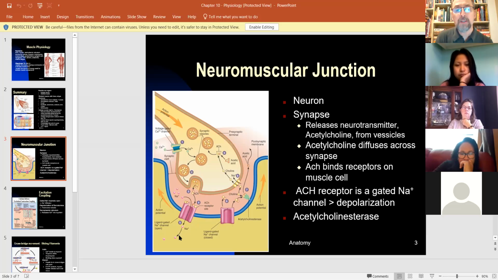Since sodium carries a charge, that causes the cell to change its charge, and this action potential spreads across the surface of the cell. Okay, as long as acetylcholine is active, these things will be open. There is an enzyme that gets rid of acetylcholine, so our muscle cells aren't overstimulated. So this is the first step, the neuromuscular junction.